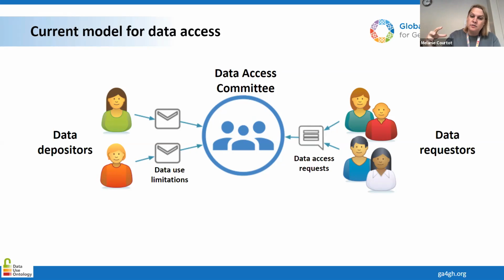On the other side, the data requesters are coming in. They're saying, hey, I want to do some research, and here are my research purposes. They encapsulate that in a data access request, and in the middle, the blue bubble here is the data access committee, where people like Haley, who is here with us today, are sitting and deciding manually who should have access to what data. And these two sides have to be manually reconciled by that data access committee. And this comes with a very specific set of challenges.